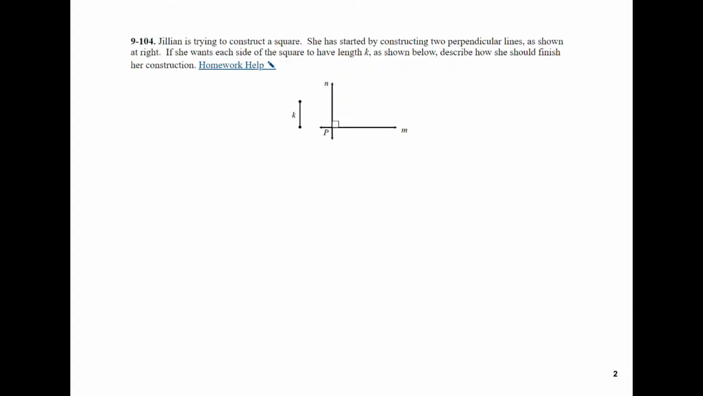9-104, Jillian is trying to construct a square. She has started by constructing 2 perpendicular lines as shown at the right. If she wants each side of the square to have a length of k as shown below, decide how she should finish her construction. The first thing that she should do is construct an arc centered at P that is k units.